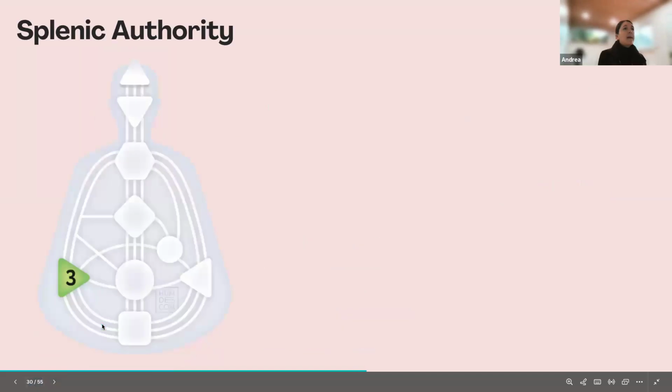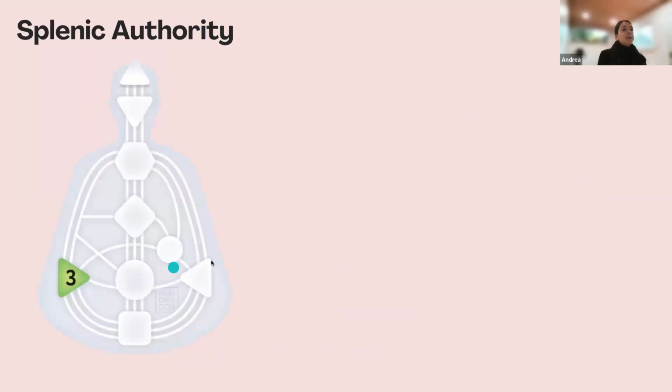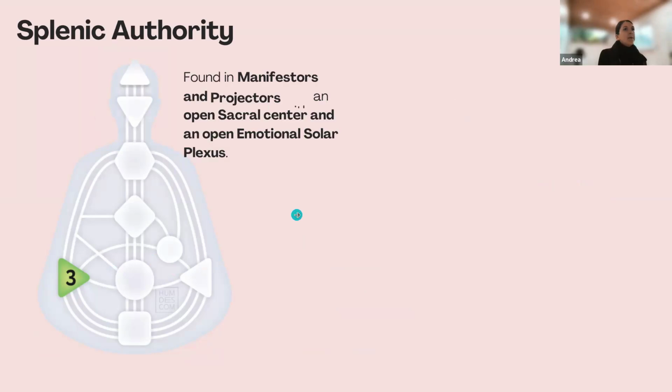Okay, then we have splenic authority, which means you don't have your solar plexus filled in, and you don't have the sacral center filled in. So now the third one in the list is the spleen center, the splenic authority. This one is found in manifestors and projectors that have, like I said, open sacral and solar plexus centers. Generators won't have this type of authority because they're always going to have the sacral center defined.